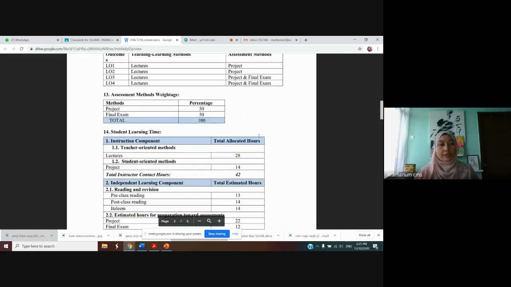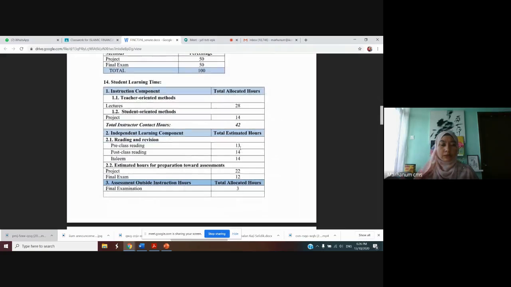Okay, so the method of assessment is very clear. We have a project and a final exam. The project consists of a presentation and a research paper. The presentation is taken by Sir Asrul and the project paper is with me. 20 and 30. 30 for the research paper. I want you to construct a real research paper.